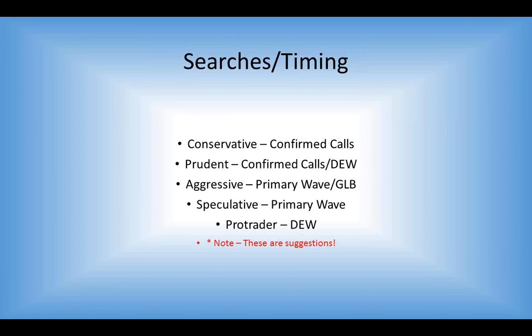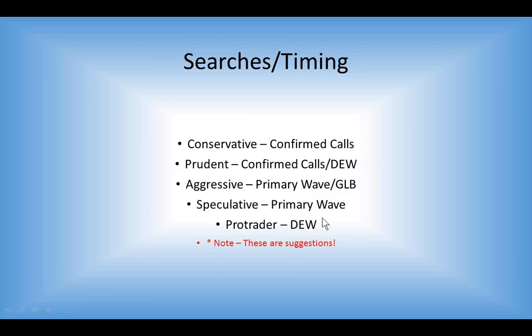All right. So I'm going to tie some searches in with the types of investing you're going to do. As a conservative investor, use your confirm calls. As a prudent investor, use a combination of confirmed or the DEW. Aggressive, you're going to use the primary wave along with the GLB, whichever fits right for you. Speculative, primary wave you're going to use.